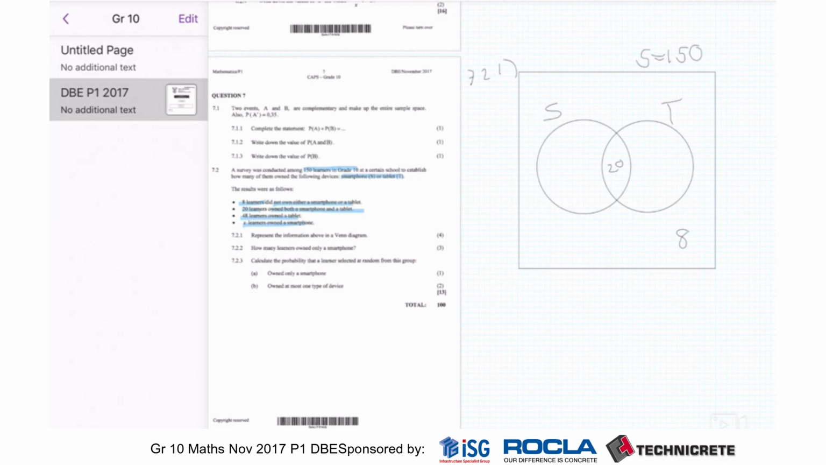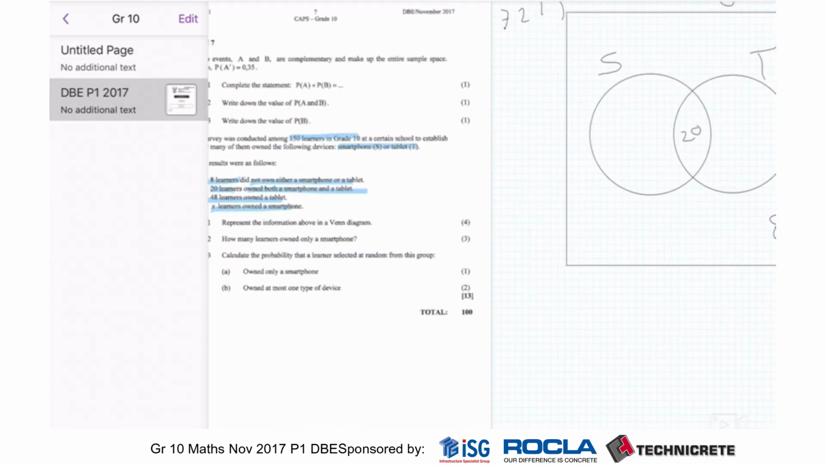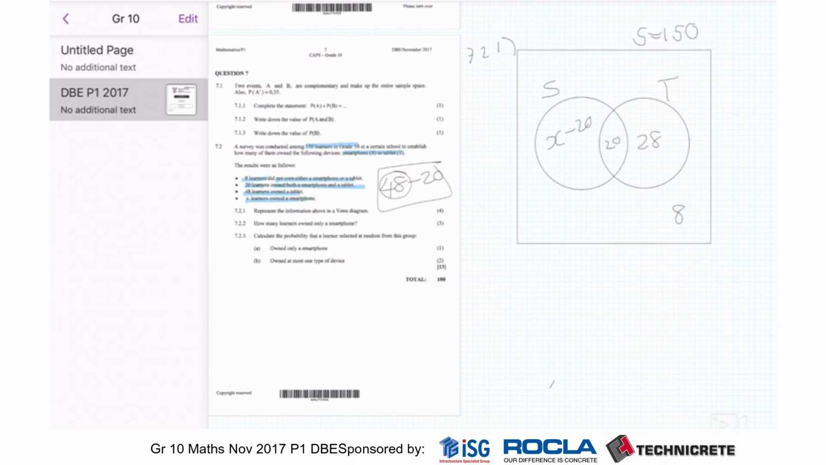So how many learners owned a tablet? 48. So you've got to say 48 minus the 20 that have both, so it's going to be only 28 only own a tablet. Because of those, we've got to incorporate the ones that own both. Okay, and then this part is my x, which is going to be x minus 20. The same concept, except we don't know what the value of those that own a smartphone is.